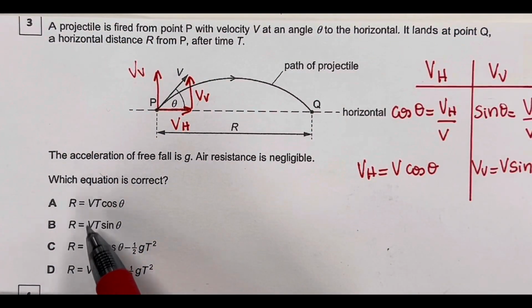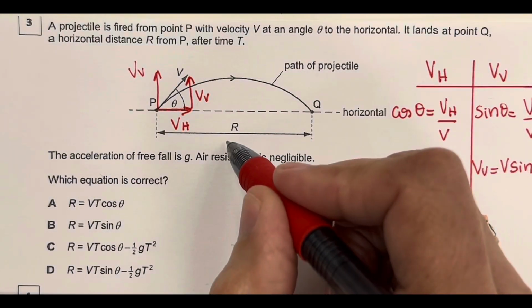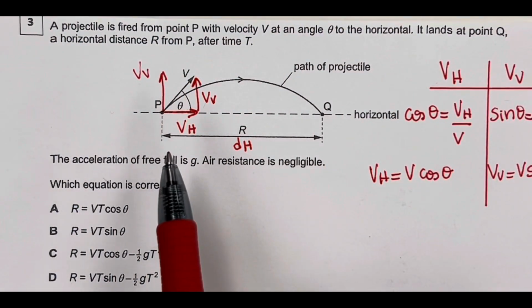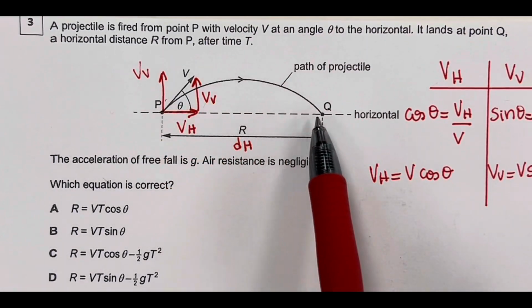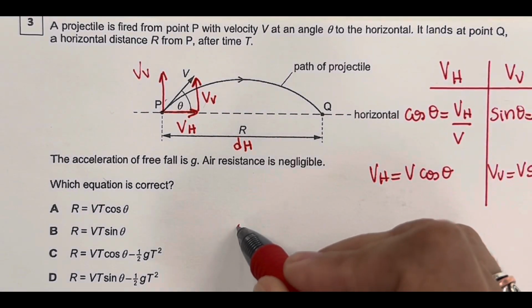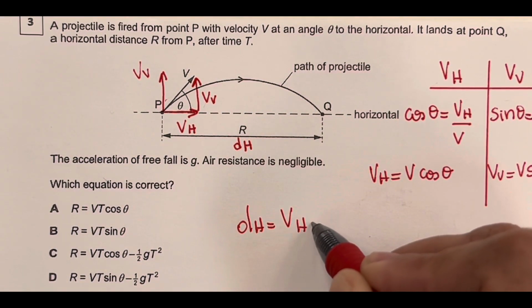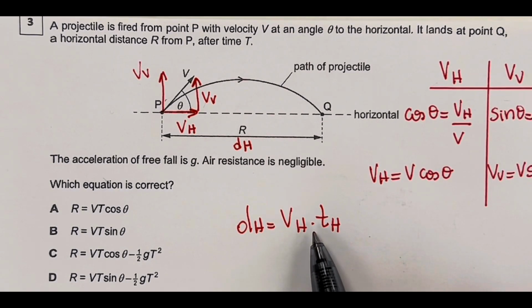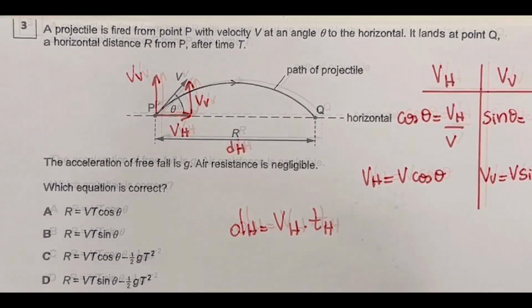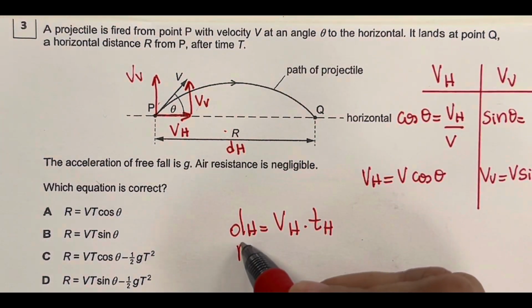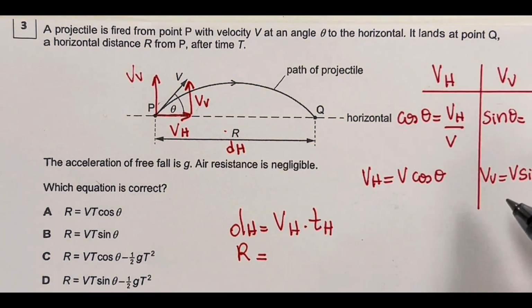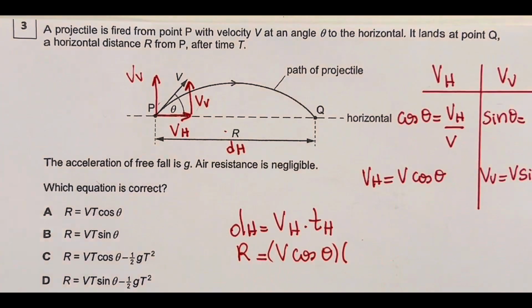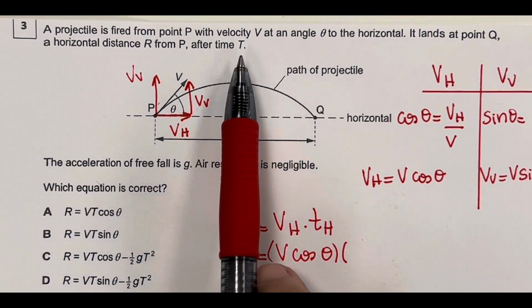Now all the options are showing R. R is our horizontal distance. So we know that horizontally, the velocity remains the same at any point through this trajectory. So we can say that DH is equal to VH times TH. So the horizontal distance is the horizontal velocity times the total time in the air. So my DH here is represented by the letter R. And the VH is V cosine of theta. And my TH should be the letter T.